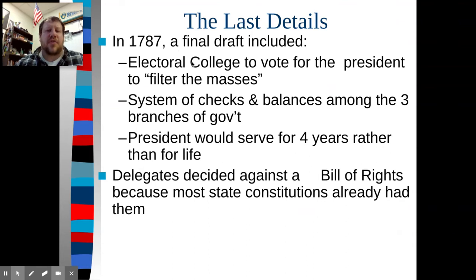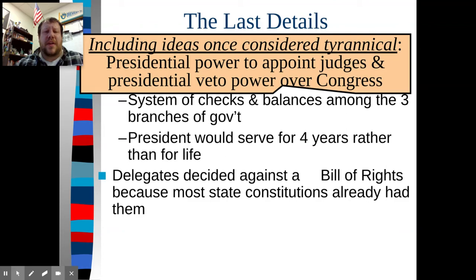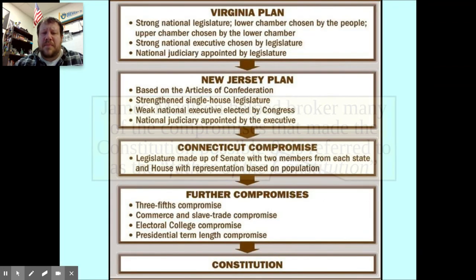The final draft, we're going to talk about things. The final draft had the electoral college in it, how to filter the masses out for our vote. We'll talk about the electoral college shortly in a second here. Our checks and balances, a president for 4 years. And they thought about putting a Bill of Rights in right away, but didn't do it. They didn't do it because most states already had their own Bill of Rights. They're like, yeah, it'll be fine. That's all good. It was not good enough, okay? And we'll see where this whole thing comes in later on.